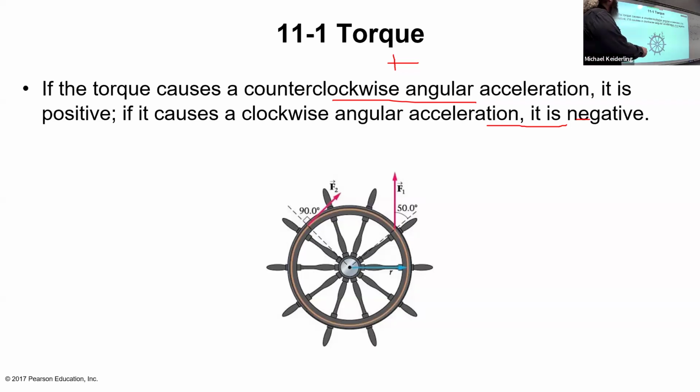So force 1 here is causing a counterclockwise rotation, so it has a positive torque. Force 2 here is causing a clockwise rotation, so it is a negative torque.